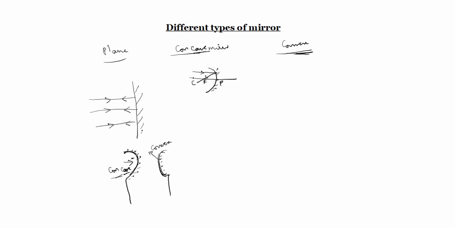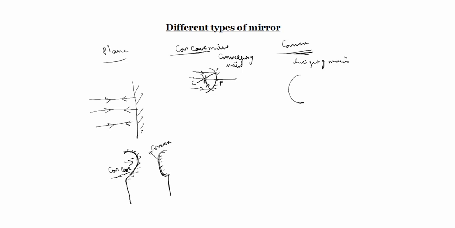The same way, parallel rays of light fall on the concave mirror. They converge at a point called the focus. This is called a concave mirror. A concave mirror is called a converging mirror. Convex is a diverging mirror.